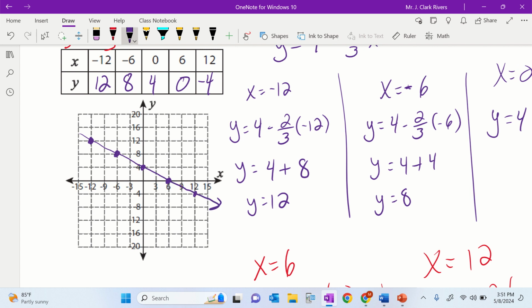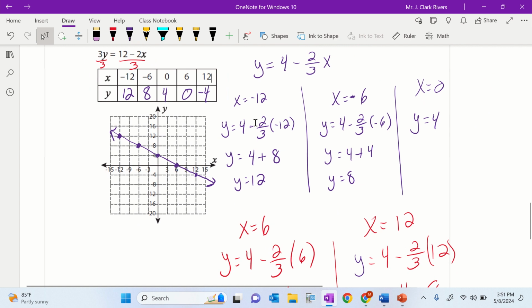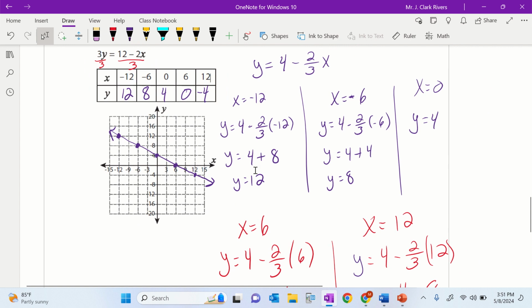There you go. So that's essentially what we're doing today. There's a little more to it than that, but we are taking values for x. We are subbing them in to find an ordered pair. Once we have all the ordered pairs, we plot them, we connect the dots, and we create a line.